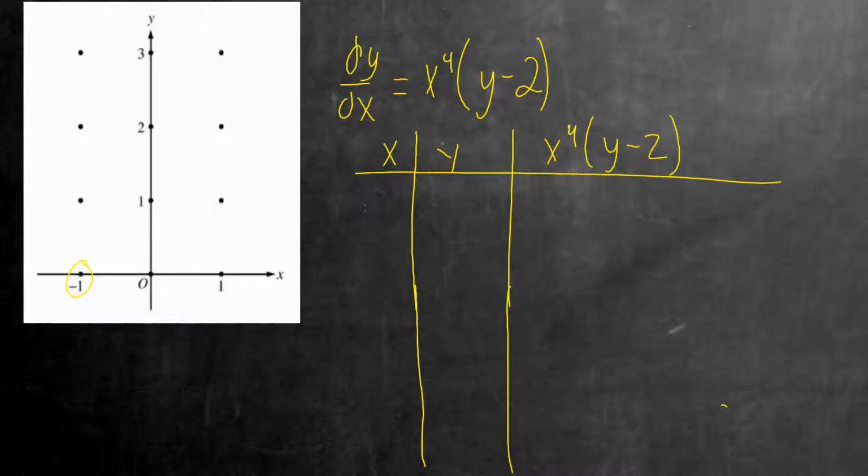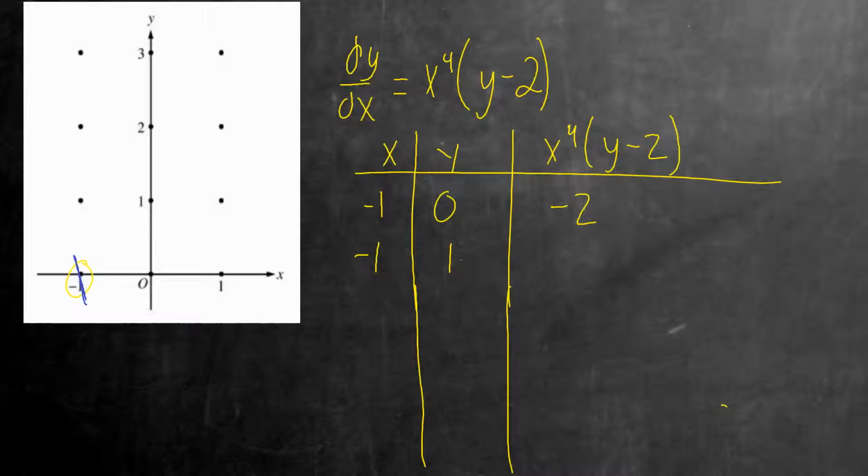That point is (-1, 0). So if I put a -1 in here and square it, I get 1. If I put a 0 in here, I get -2. So my slope there is going to be -2. So I'll grab my blue, get some -2 slope going on there. Go back. Let's go here next.